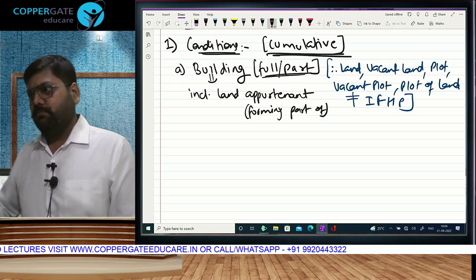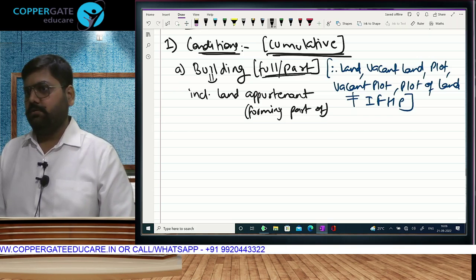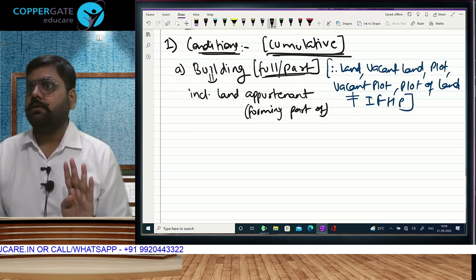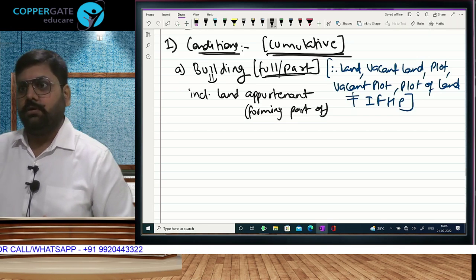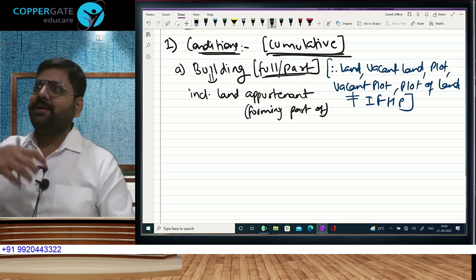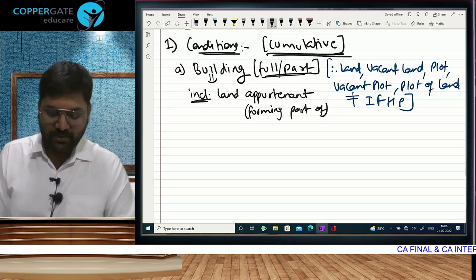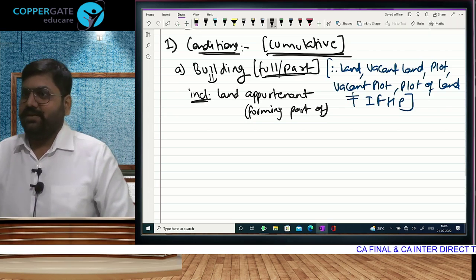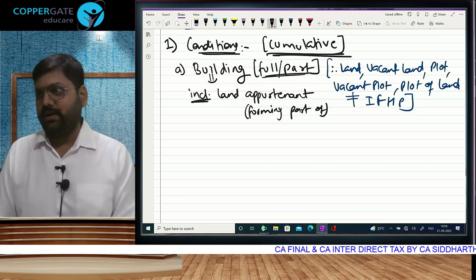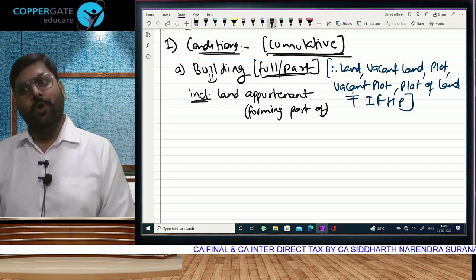Now today, I have been allotted 2 parkings along with the house that I have taken on rent. There is a building, so the landlord's rent is coming in this. If only parking was given, no. With building, land will work. But only land, no. So we have said including land appurtenant. Is that understood? So whenever you have a building from which you are earning rent, is it compulsory to be the full building or part of the building? No compulsion. It can be full or part.